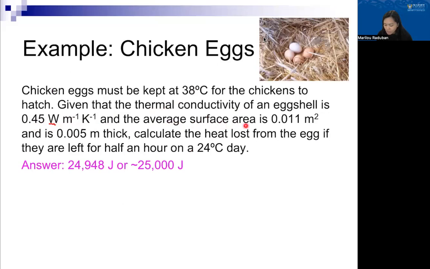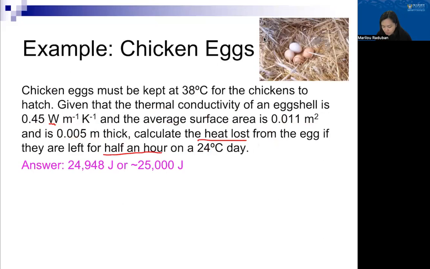And the average surface area of an egg is 0.011 meters squared. The thickness is 0.005 meters. We want to know how much heat is lost if the egg is left for half an hour on a 24 degrees Celsius day.